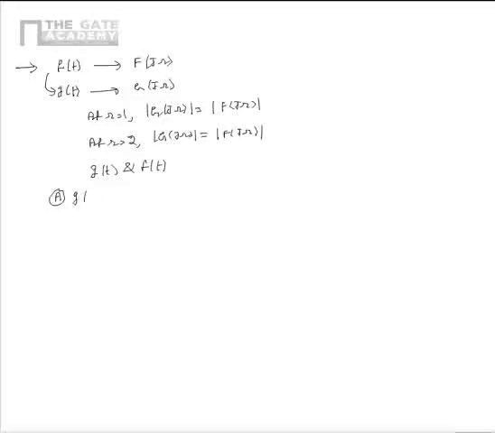That is, option A is g of t is equal to df by dt. Option B is g of t is equal to f of t minus t naught, where t naught belongs to R.